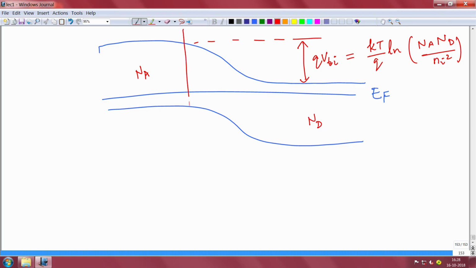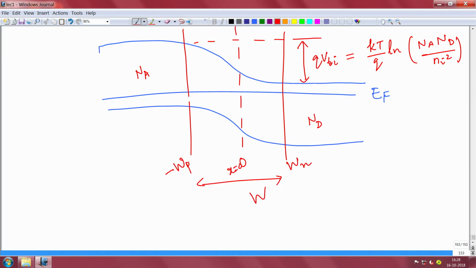I told you the field exists only in this region, which is your depletion region. Suppose this was your actual junction at x equal to 0. Then depletion extends to x equal to Wn on the n side and x equal to minus Wp on the p side. Here I am assuming that the dopings Na and Nd are moderate and similar. If one side is very highly doped, then the depletion will be only in the lightly doped side, if you recall that.